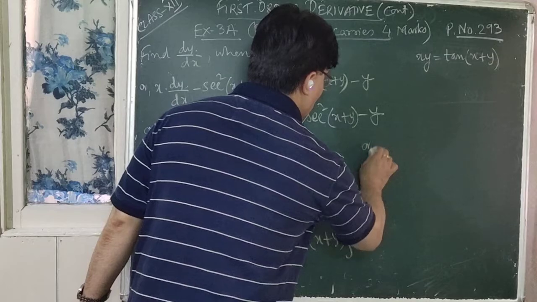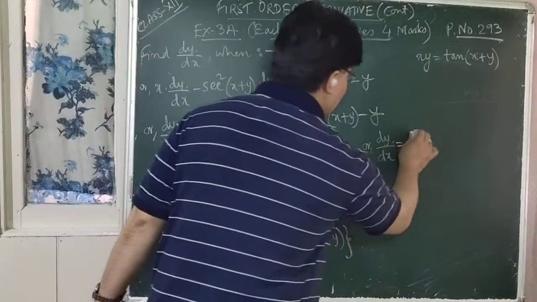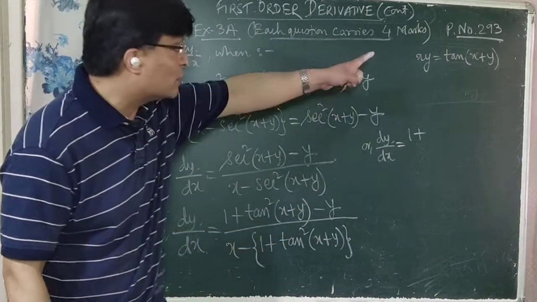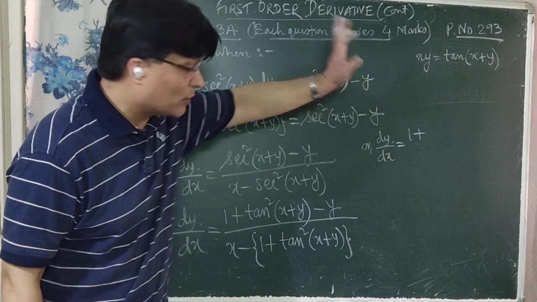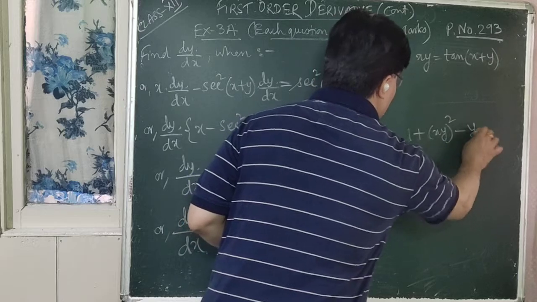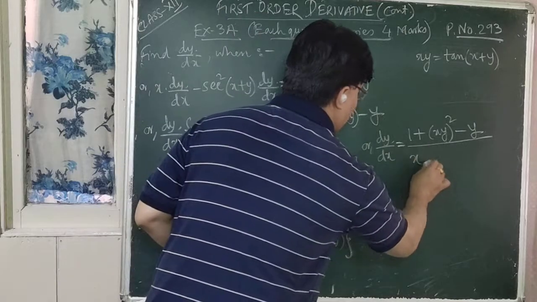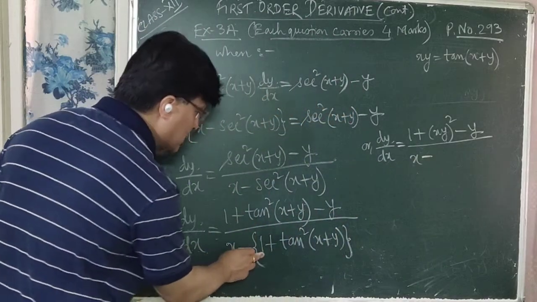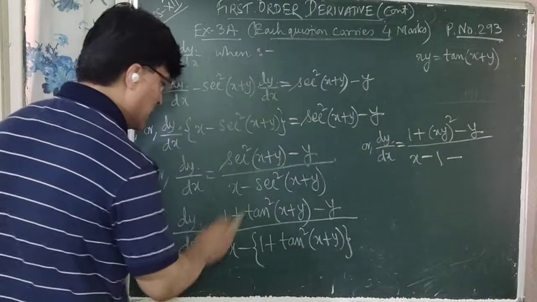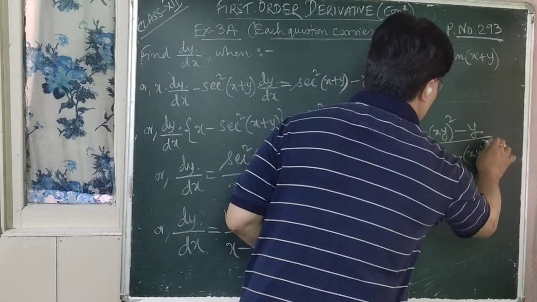Okay, so now dy by dx is equal to 1 plus, actually what was the value for tan of (x plus y) from the question? It is xy. Tan of (x plus y) is equal to xy, right? So (xy) whole square. So this is (xy) whole square minus y, right? Whole divided by x minus, you can open this bracket, minus into minus 1, minus into plus minus, and what is tan of (x plus y)? It is xy. You can write here (xy) whole square.